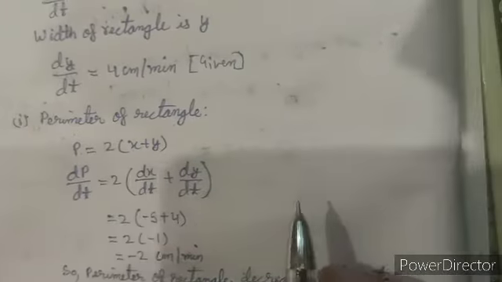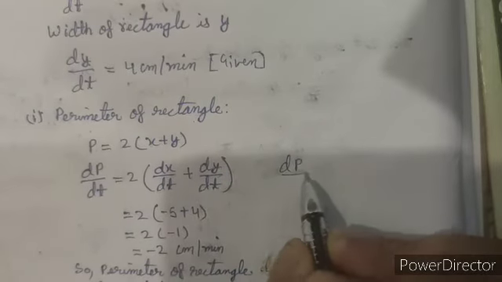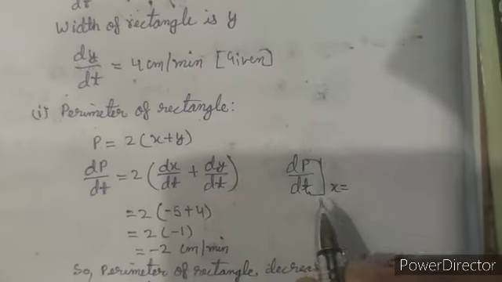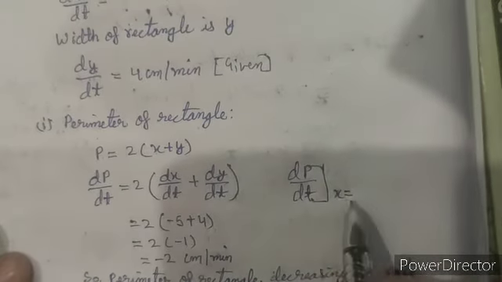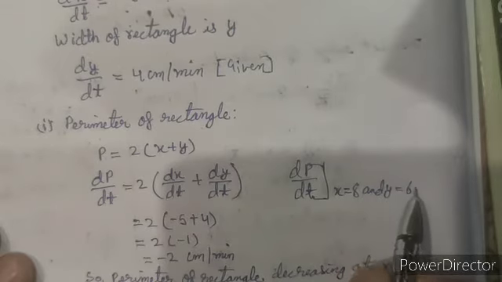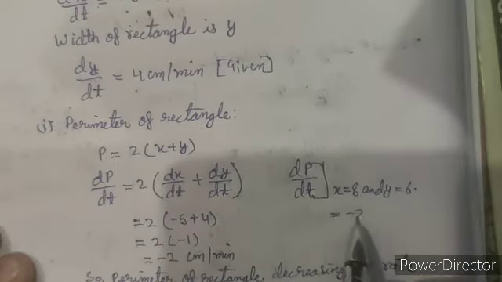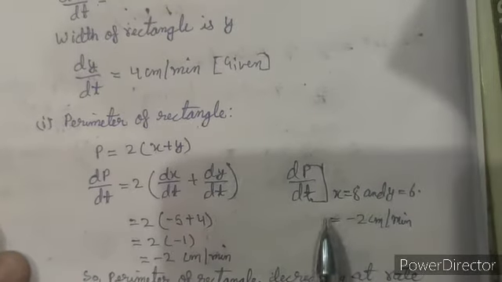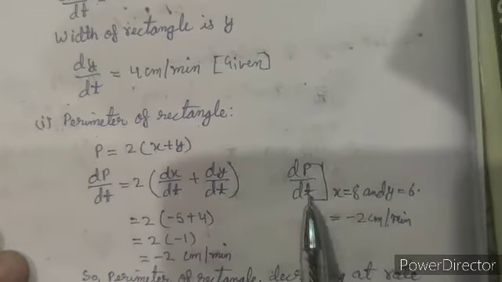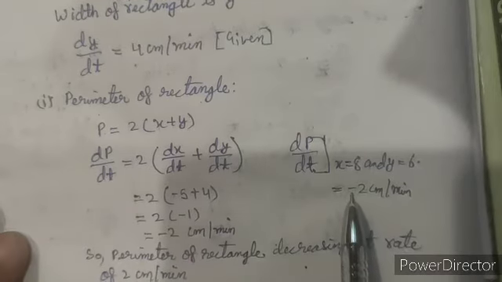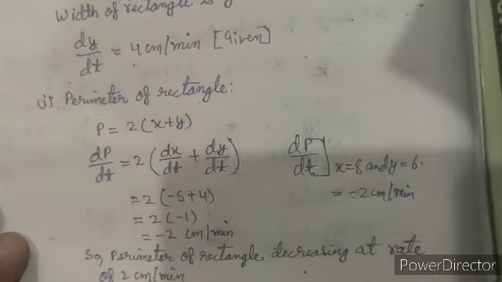Now dP by dt at x equal to 8 and y equal to 6 will be equal to minus 2 centimeter per minute. So we can say that the perimeter of the rectangle is decreasing. It is coming out negative, so it is decreasing at a rate of 2 centimeter per minute.